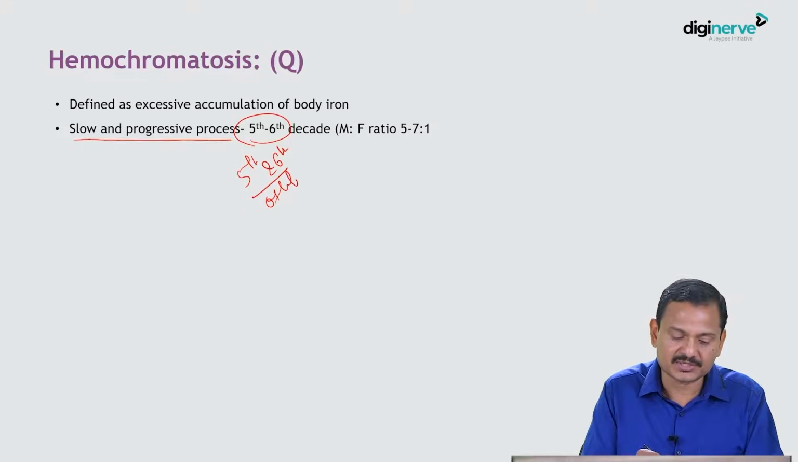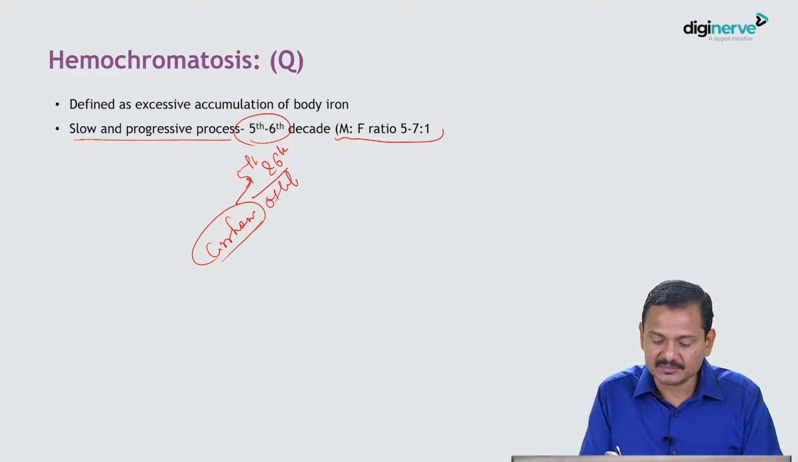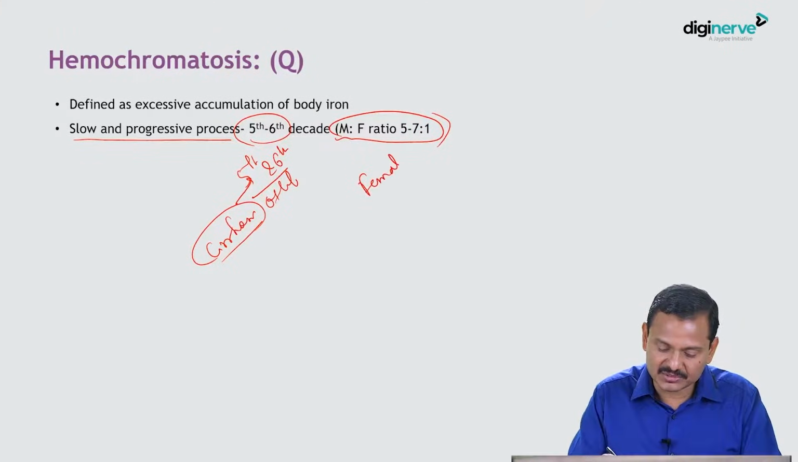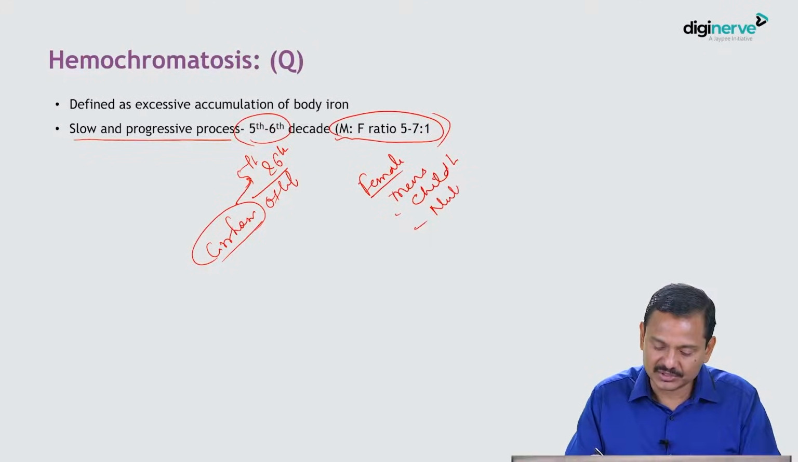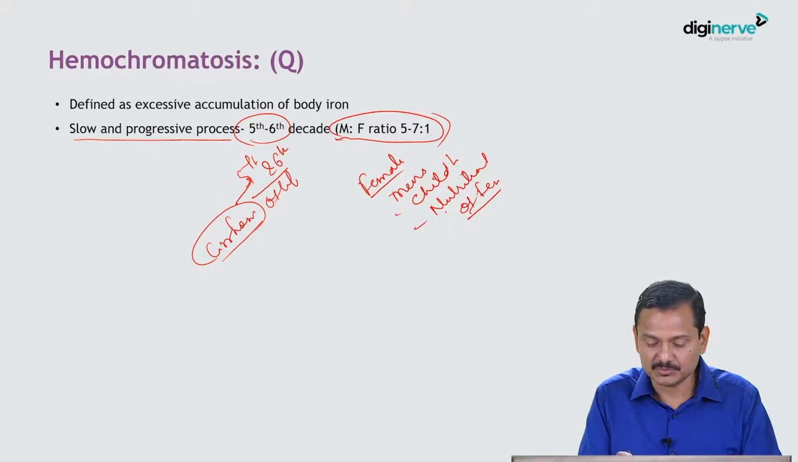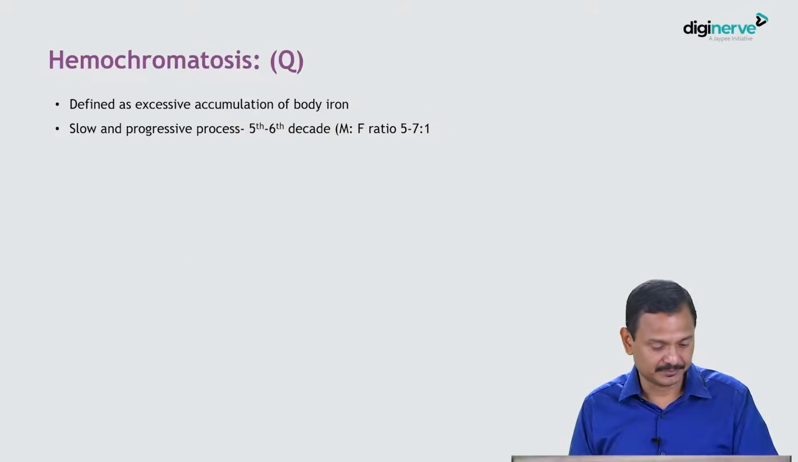So around this time these patients will progress, or they will go to cirrhosis directly, and this cirrhosis will come around say 50 to 60 years of age. Males are affected much more as compared to females, because females have blood loss in regular menstruation as well as childbirth, and they also have nutritional deficiency of iron. Okay, so hemochromatosis manifestation is much more in males, and it comes much earlier in males.